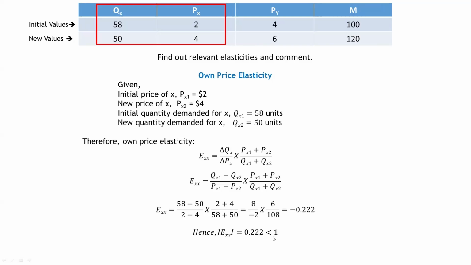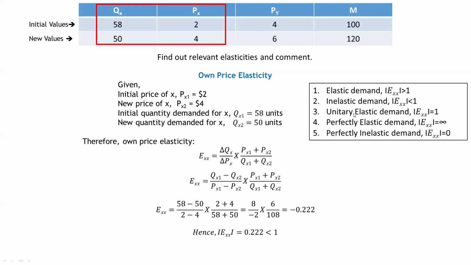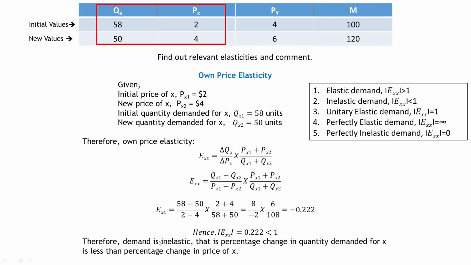Now this is time to make comment. Here I am showing you the probable comments we can make based on the answer we have. There are 5 possible situations. Clearly, when we find absolute value of own price elasticity is less than 1, it is called inelastic demand. As the result we get, that is the own price elasticity is 0.222, which is less than 1, we can say demand is inelastic, which means percentage change in quantity demanded for X is less than percentage change in price of X.